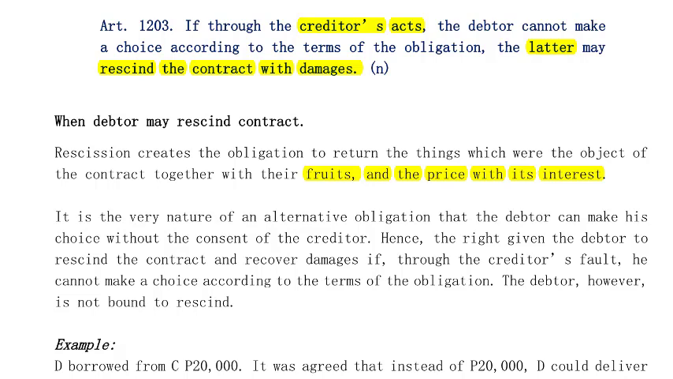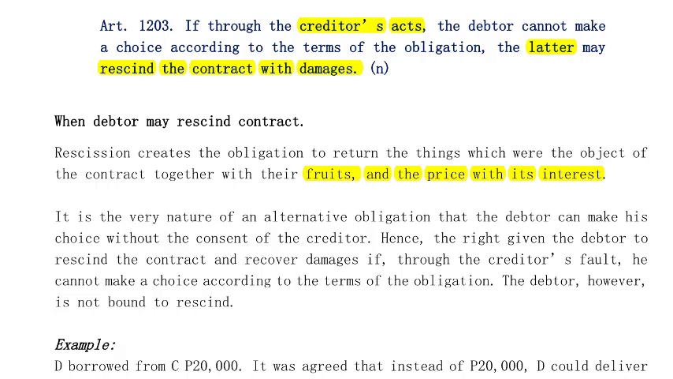Instances is when the debtor has communicated his choice to the creditor. If that choice is given naman to the creditor, then that creditor has communicated his choice to the debtor if he is given nga the right to choose. Also, in instances when only one of the prestations is practicable for delivery, diba? We have discussed this one because of the two or three prestations, only one remains to be practicable because the others are unlawful or impossible or not an object of the obligation.